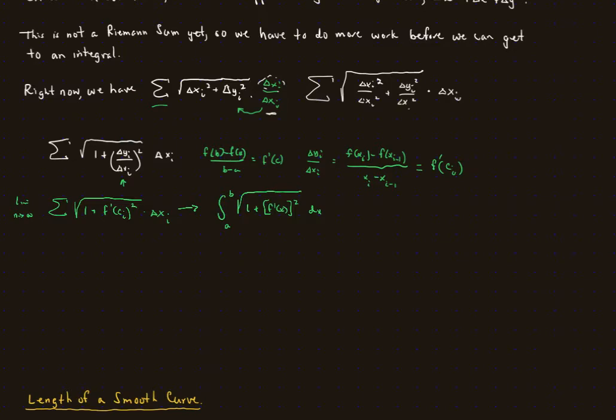So in our particular case, where we were looking at our sine curve, since our f of x was sine of x, that means f prime of x would be cosine of x. And our a and b were from 0 to 2 pi, so our arc length is going to be the integral from 0 to 2 pi of the radical of 1 plus cosine squared x dx.